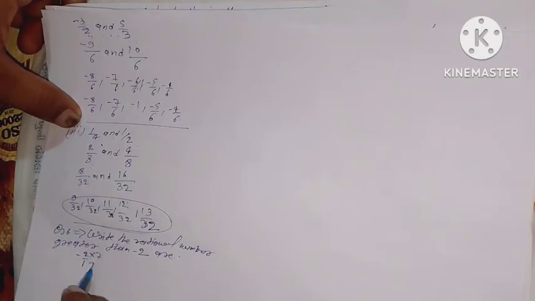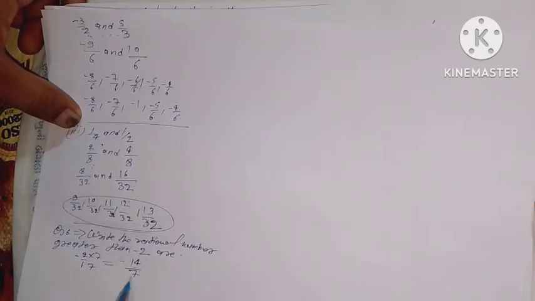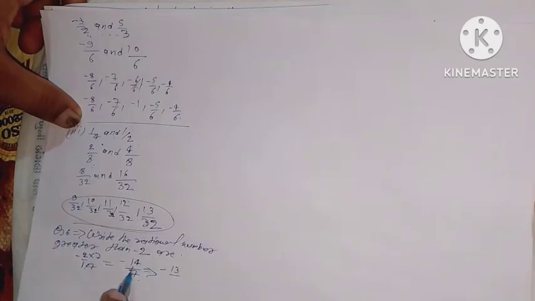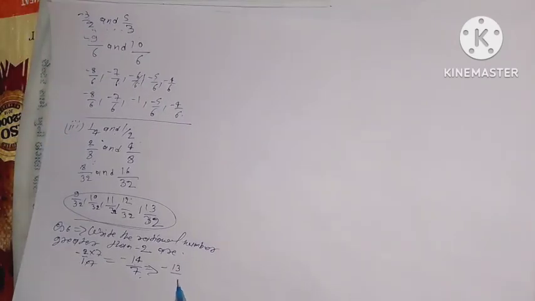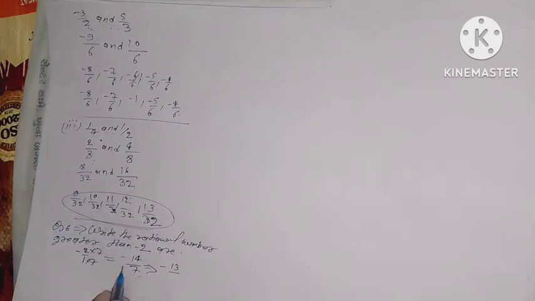Then the value is -14/7, since 7 times 2 is 14 and 7 times 1 is 7. Then the 5 rational numbers greater than -2 start from -13/7, because -13 is greater than -14. In negative numbers, the number with the lesser value is greater. Then -13 is greater than -14.